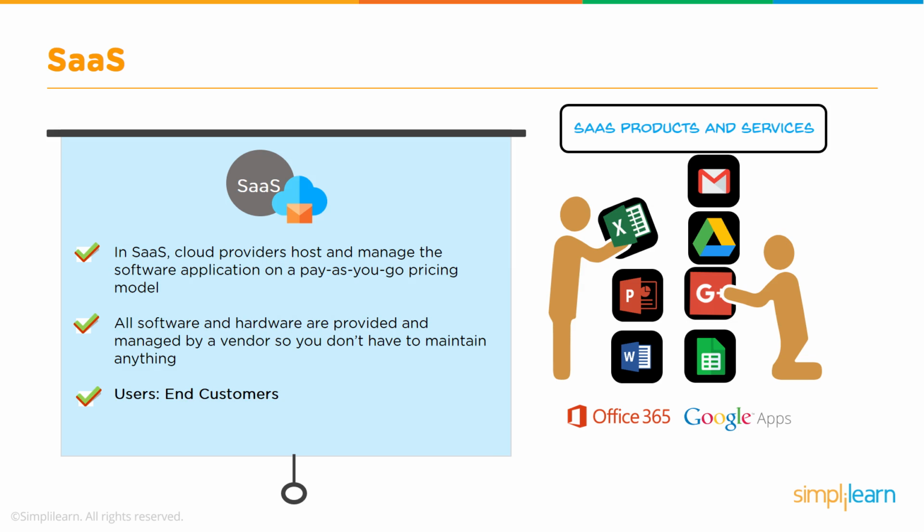And in SaaS, everything is managed by the vendor. Be it the hardware or the software, it's managed by the vendor, and we pay for the service through a pay-as-you-go subscription model. And as you might have guessed, the end users here would be the end customers themselves.